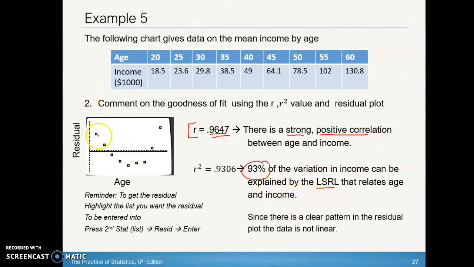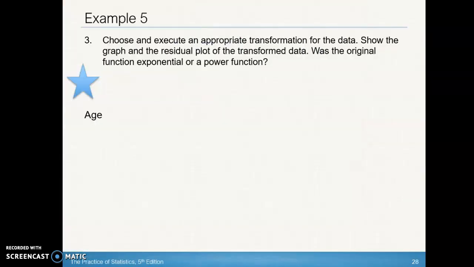Now, notice if we check the residual plot, that shows us that there is a definite pattern. So therefore the data is definitely not linear, which we could obviously see when we graphed it originally. Now, to get the residual plot, remember you go to second stat list, then you go to residual and hit enter. If you need more instructions on that, just let me know and I'm happy to help.